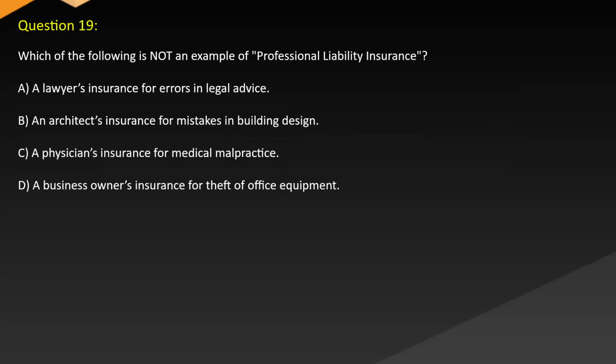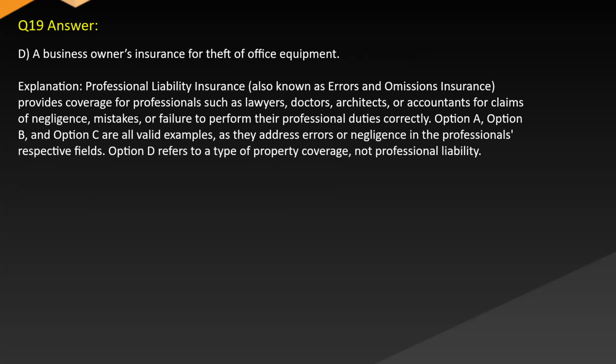Question 19. Which of the following is NOT an example of professional liability insurance? A. A lawyer's insurance for errors in legal advice. B. An architect's insurance for mistakes in building design. C. A physician's insurance for medical malpractice. D. A business owner's insurance for theft of office equipment. Answer: D. A business owner's insurance for theft of office equipment.